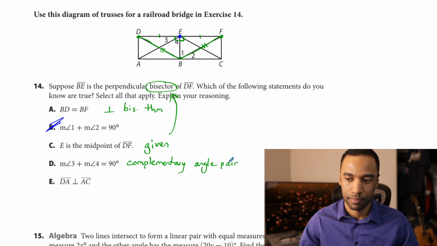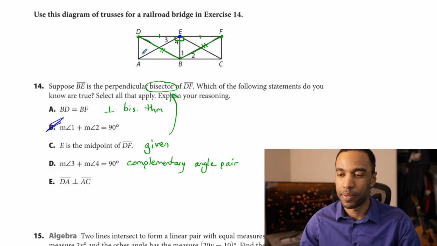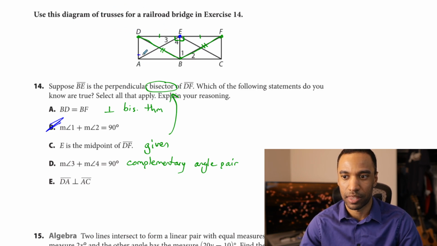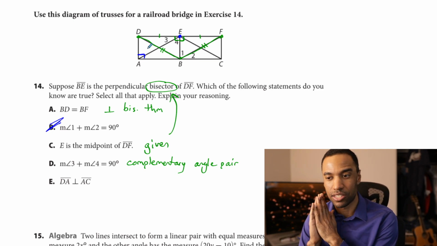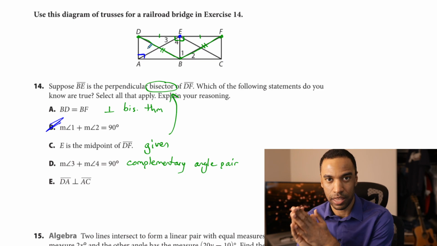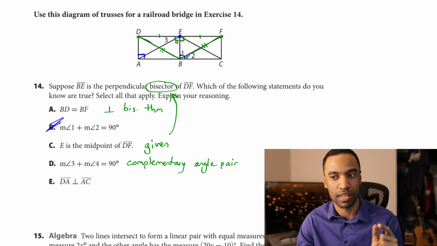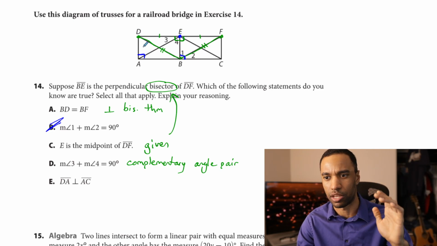angles right here. And finally, DA is perpendicular to AC. They're talking about this here. Once again, guys, there's no information that states that that's true. I don't see anything that tells us that. If it did tell us that, that actually would be conclusive that these would be as well because of perpendicular.